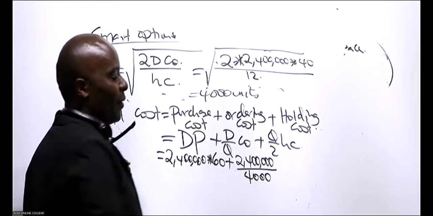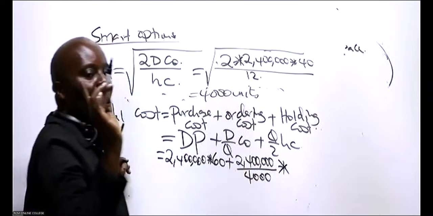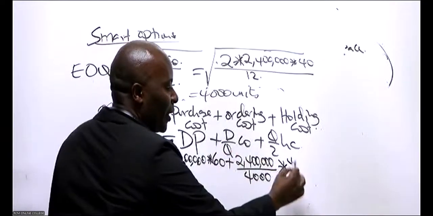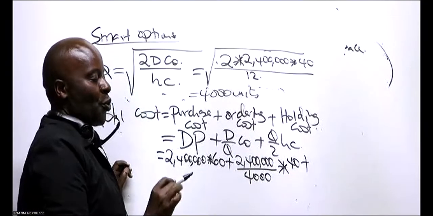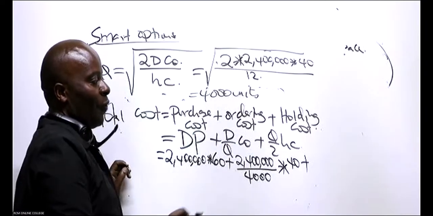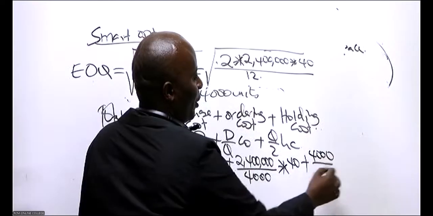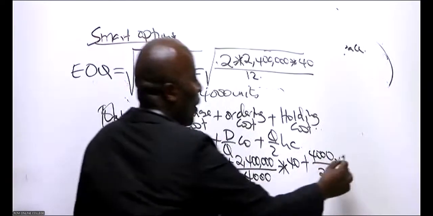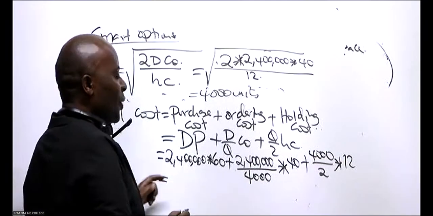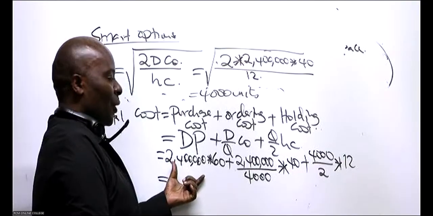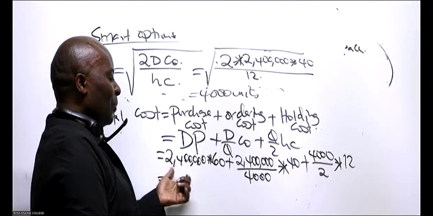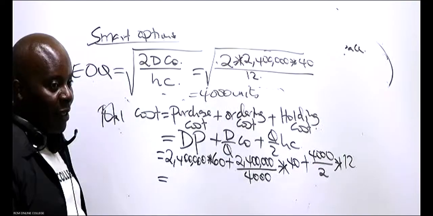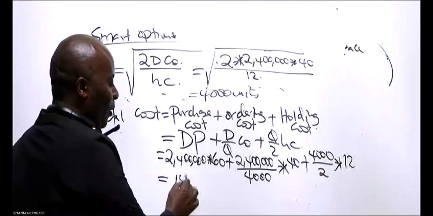Which you guys have given me as 4,000, isn't it? Multiply this by cost per order, which I remember my brother at the back told me is 40. Cost per order is 40, isn't it? Plus Q over 2, the same quantity we have acquired, 4,000, 4,000 over 2, times the holding cost. What is the holding cost? 12. So I want you to be very patient with me and give me this answer separately. Tell me, what is this purchase cost? So 2.4 million times 60. Quite a huge figure, right? How much? 144 million.